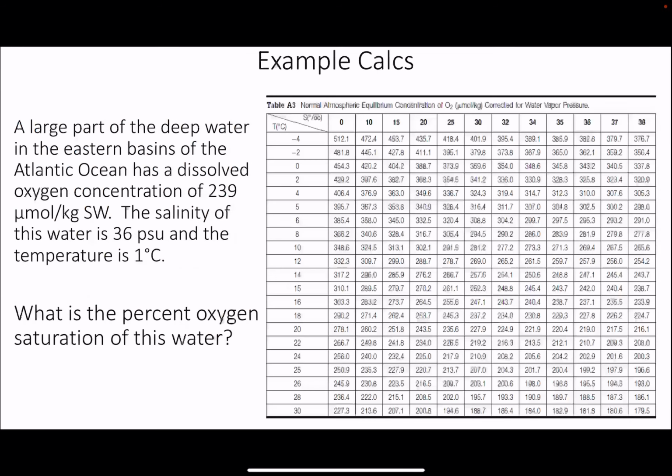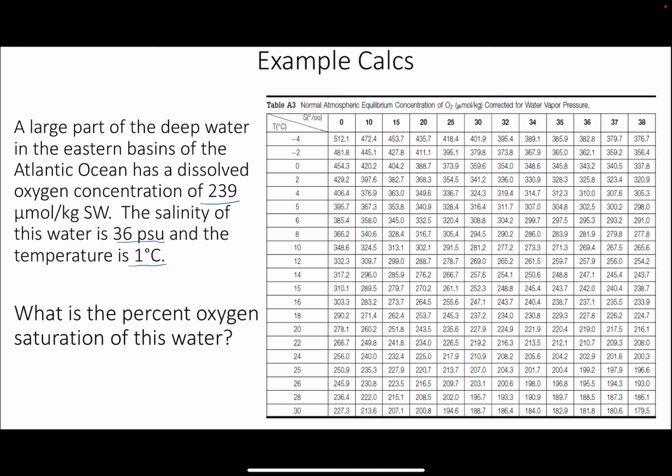So where was I? Here we go. I just wanted to do a little example calculation to show you guys how this works. If you go to deep water in the eastern basin of the Atlantic Ocean, a typical oxygen concentration that you would see is 239 micromole per kilogram of seawater. The salinity of this water is 36 salinity units and the temperature is 1 degree C. And so the question is, what is the percent oxygen saturation of this water? Is this water at equilibrium? Is this the concentration you'd expect?